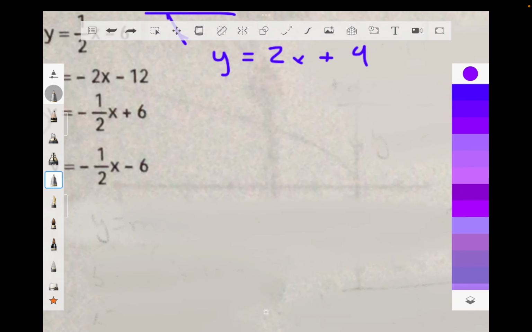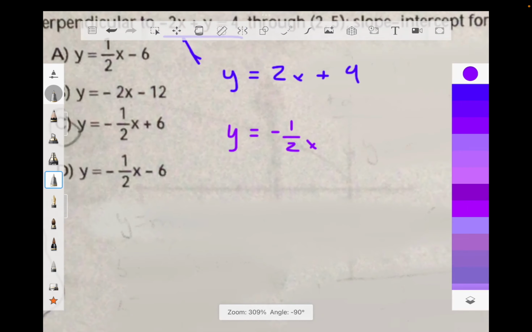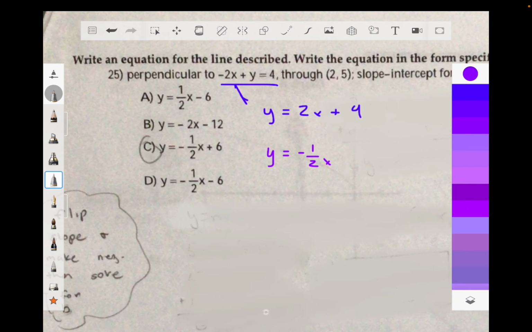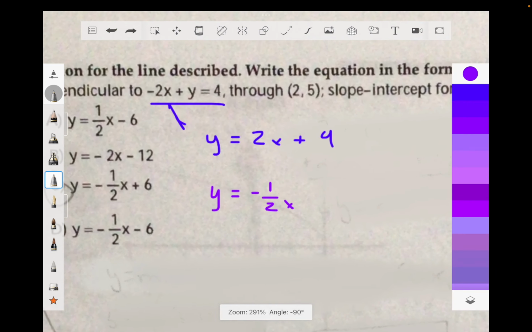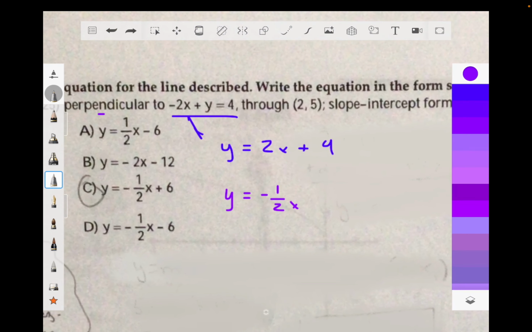So I take the reciprocal of this and multiply by -1, so it's -1/2 x. And then you might ask, what about the plus 4? You can add that. It's still perpendicular to it, but they give you another caveat, which is a line perpendicular to it that also passes through (2, 5).